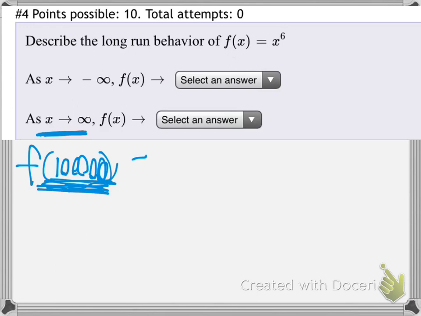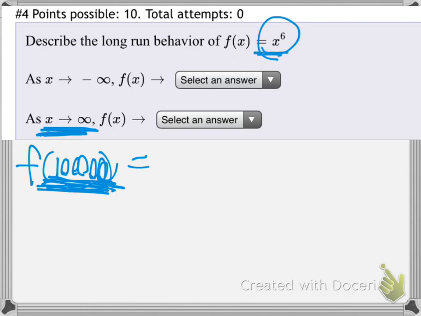If we were to take this function, x to the 6th, and we were to plug in some giant number, they say approach infinity, I'm going to plug in 1,000,000, we'll say. Although, depending on how messy that looks, it might be 100,000. Let's see here, 1, 2, 3, 4. It looks like it doesn't matter. Anyway, so a bunch of zeros.